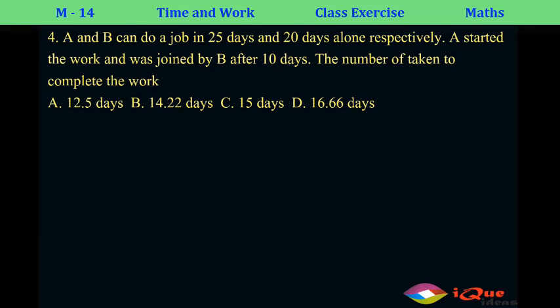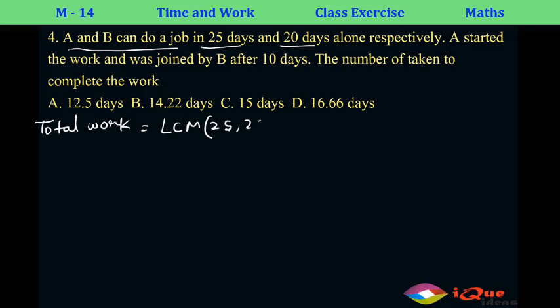Now this question says A and B can do a job in 25 days and 20 days respectively. So let's assume that the total work is straight away equal to LCM of individual times, that is 25 and 20. LCM of 25 and 20, you can calculate, it is 100 units. That means from here we can get the speeds.